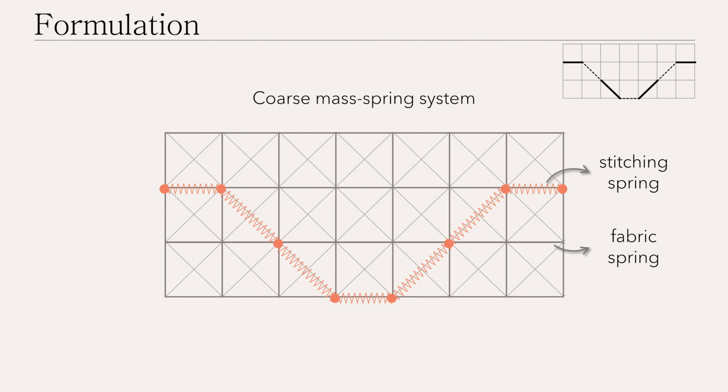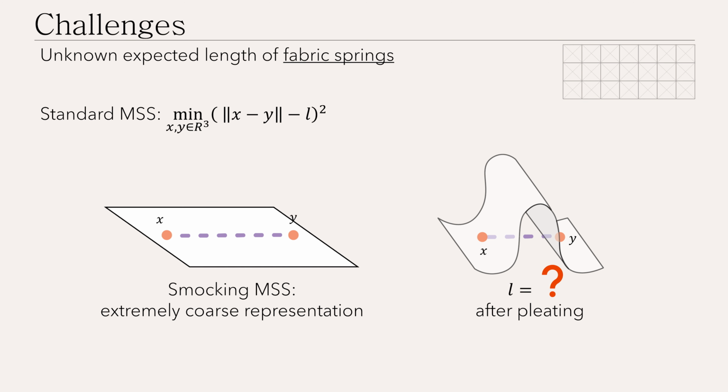At first glance, solving the dynamics of this system seems straightforward. However, the fact is that the expected length of all fabric springs and stitching springs are unknown. A standard mass spring system typically assumes that the fabric springs have the expected lengths equal to their original lengths. Yet, this assumption does not hold for the extremely coarse system for smocking.